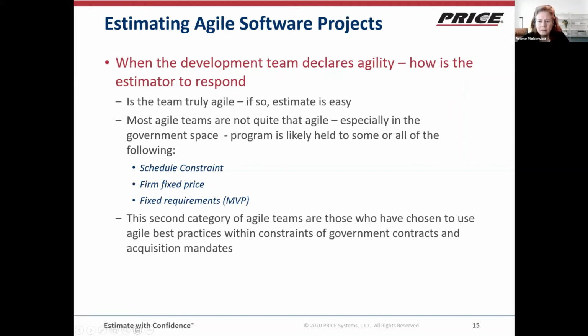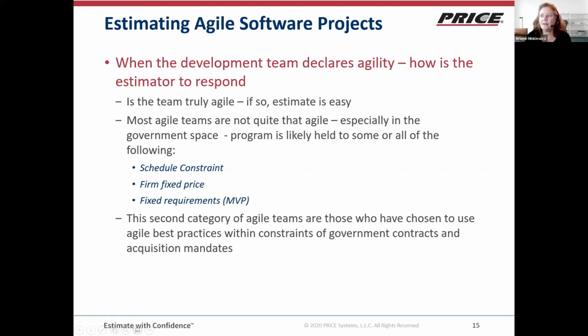Most Agile teams aren't quite that Agile, especially in the government space, and a lot of my customer base is in the government space. The program is likely going to be held to some or all of the following. There are going to be schedule constraints. There is potentially a firm fixed price, and there's some set of fixed requirements, the minimum viable product. So you can't be completely Agile and have 2 or 3 of these constraints as well. There's a hybrid sense to your agility.